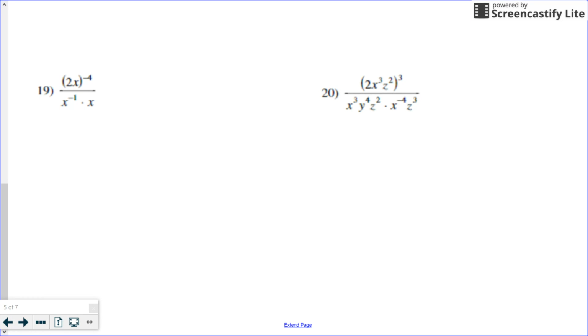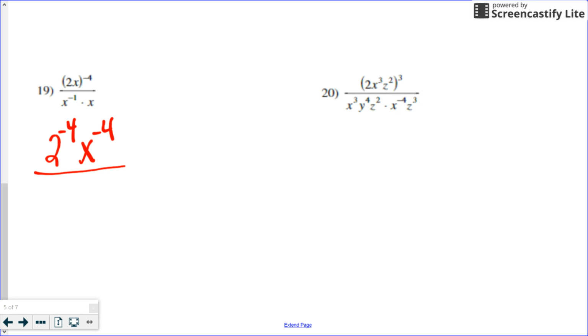We got different things going on in the numerator and the denominator, but I'm going to take care of both of those at the same time. So let's first work on our numerator. In our numerator, we're raising a power to a higher power. So we're going to multiply our exponents. This is going to be 2 to the negative 4. And then x to the 1 times negative 4 again is going to be the negative 4.